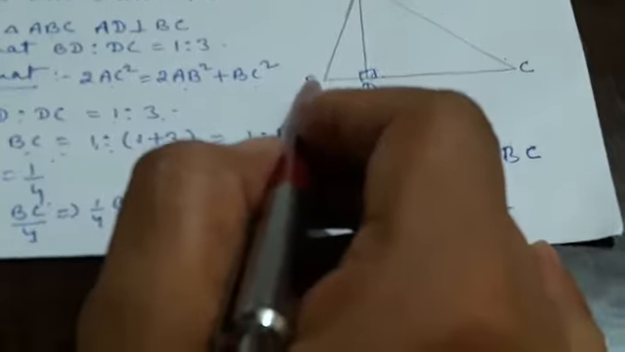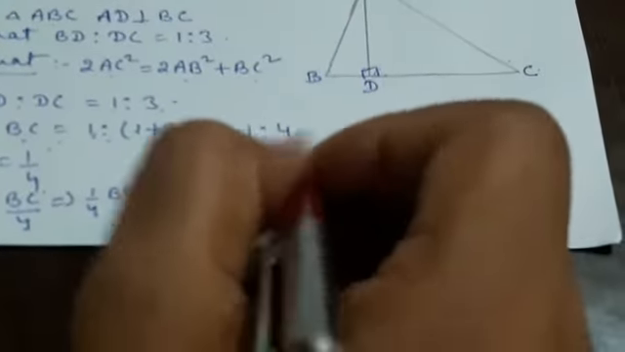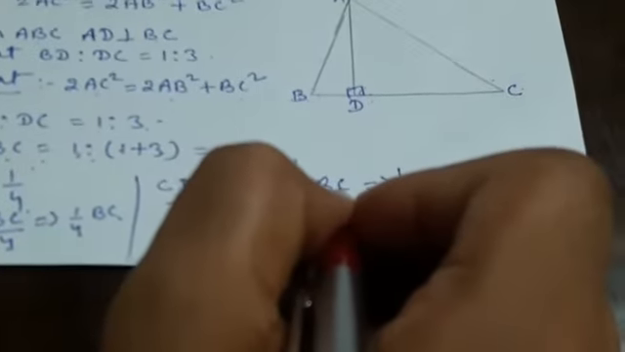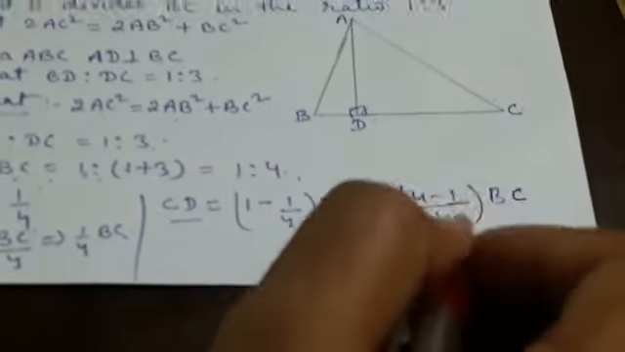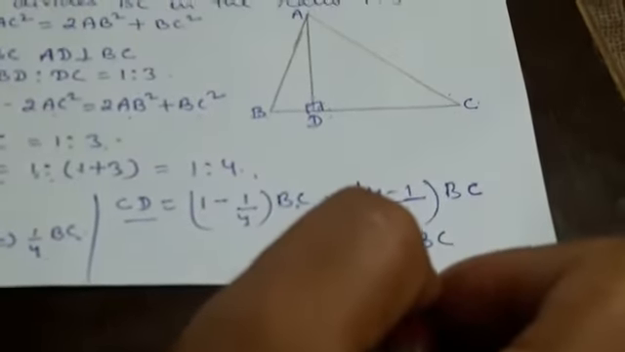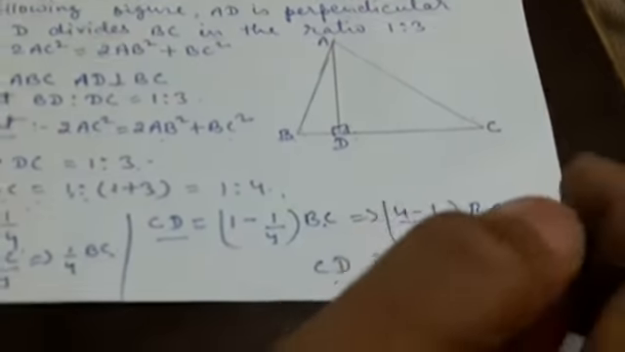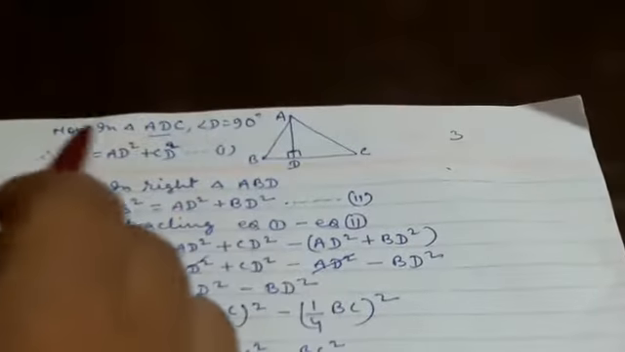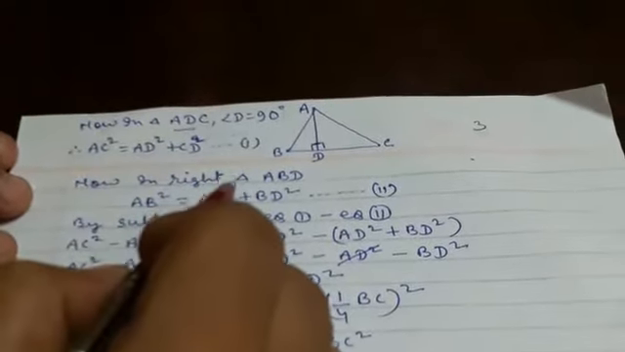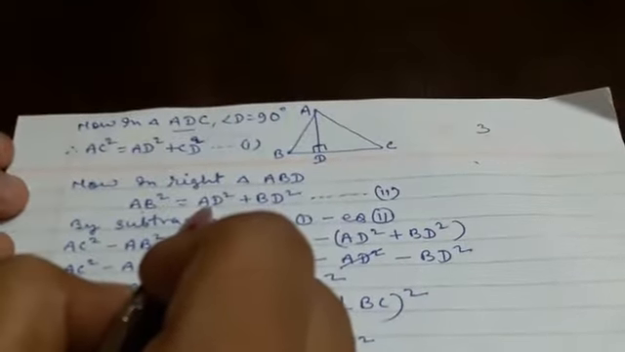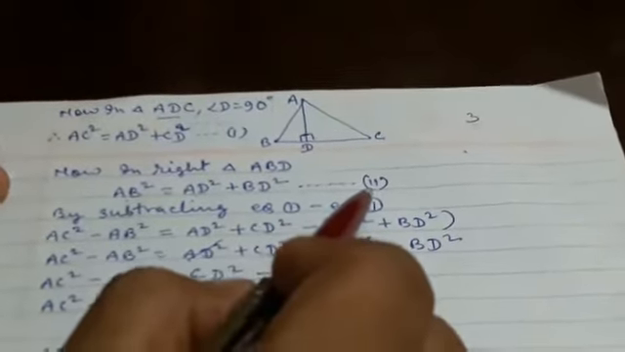Similarly, CD is equal to what? If BD is 1/4 of BC, then CD is equal to 1 minus 1/4 of BC. We take 4 as the LCM, so 4 minus 1, that is 3 by 4 of BC. CD is equal to 3 by 4 of BC. Now in triangle ADC, angle D is 90 degrees, given. So AC square is equal to AD square plus CD square. Now in right angle triangle ABD, AB square is equal to AD square plus BD square. This will be our second equation.